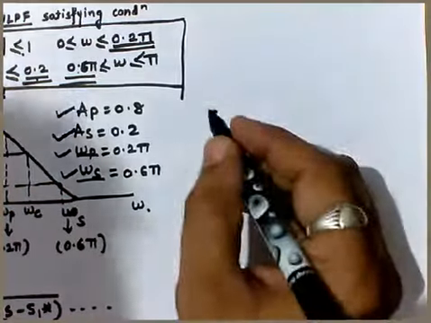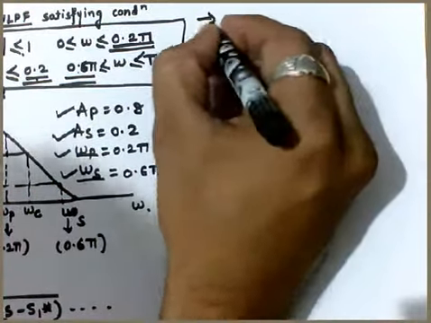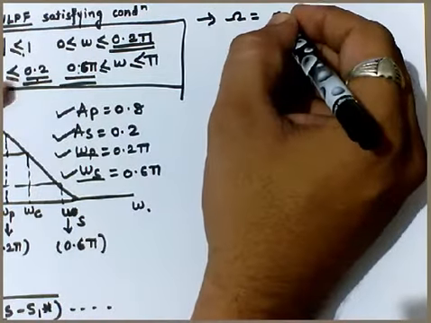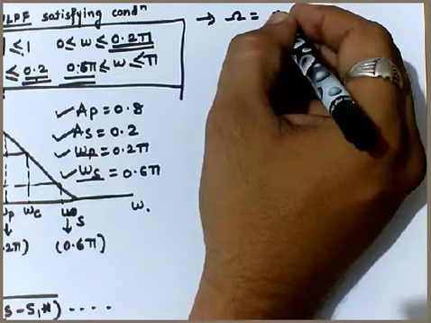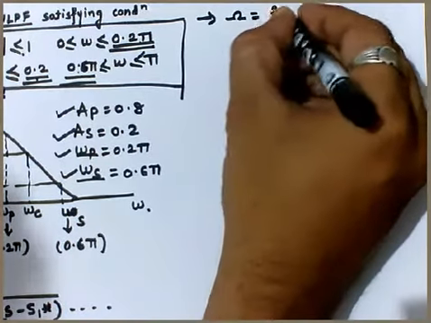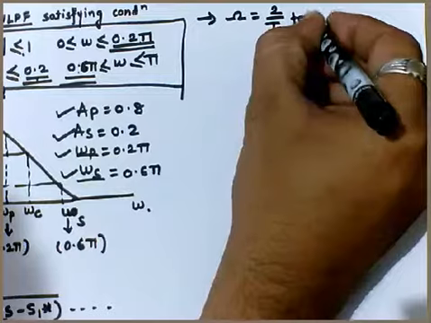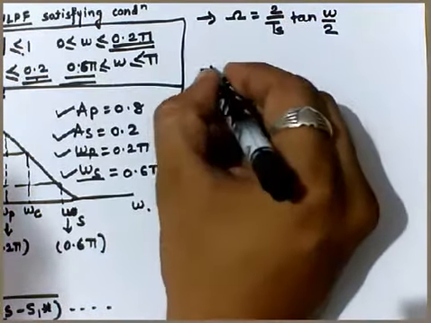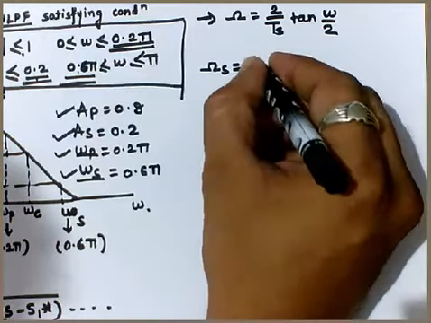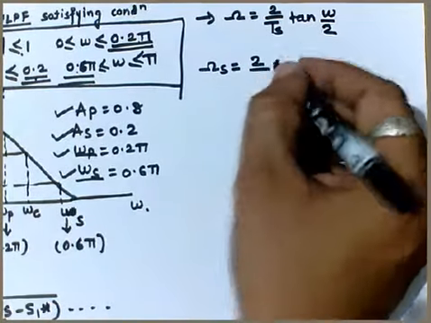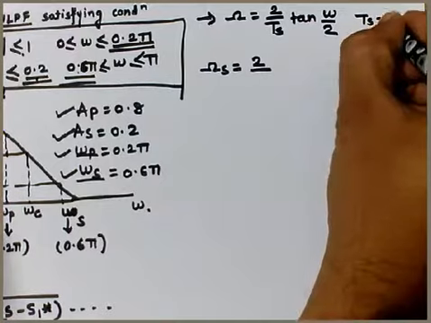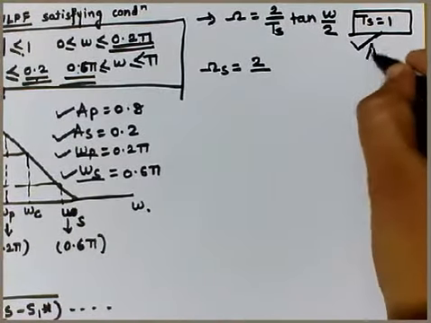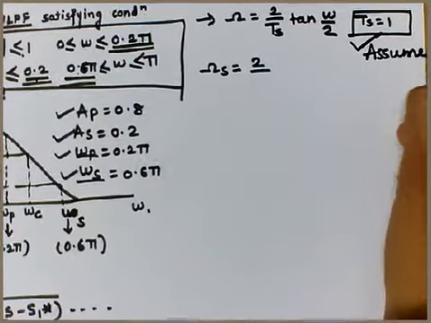So in the next step, as we know in case of the BLT, it is asked in the statement to go for the BLT. So Ω is nothing but 2 by Ts tan(ω/2). Since we need to calculate Ωs, it will be Ωs is equal to 2 by Ts. Let's assume that Ts is equal to 1 second. This is what we just assume.